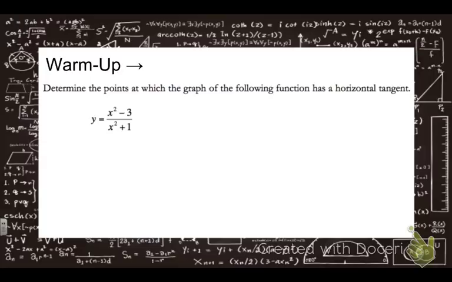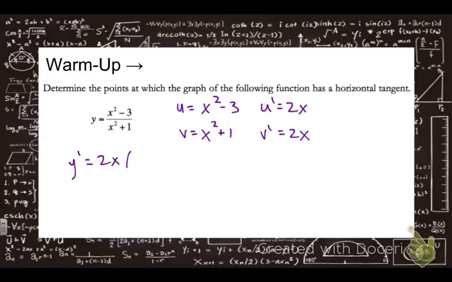So if I want to find the derivative using the quotient rule, I would say that u is equal to x squared minus 3, v is equal to x squared plus 1, the derivative of u is equal to 2x, the derivative of v is equal to 2x. If I multiply backwards first, I get 2x times x squared plus 1, minus, multiplying forwards, 2x times x squared minus 3, all over x squared plus 1 quantity squared.